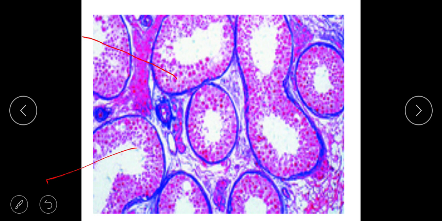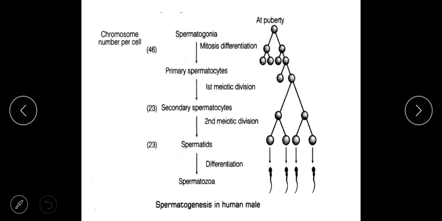In between the seminiferous tubules, these are the cells here, interstitial. They are called interstitial cells. Also we call them Leydig cells. These cells release the male hormone known as testosterone.